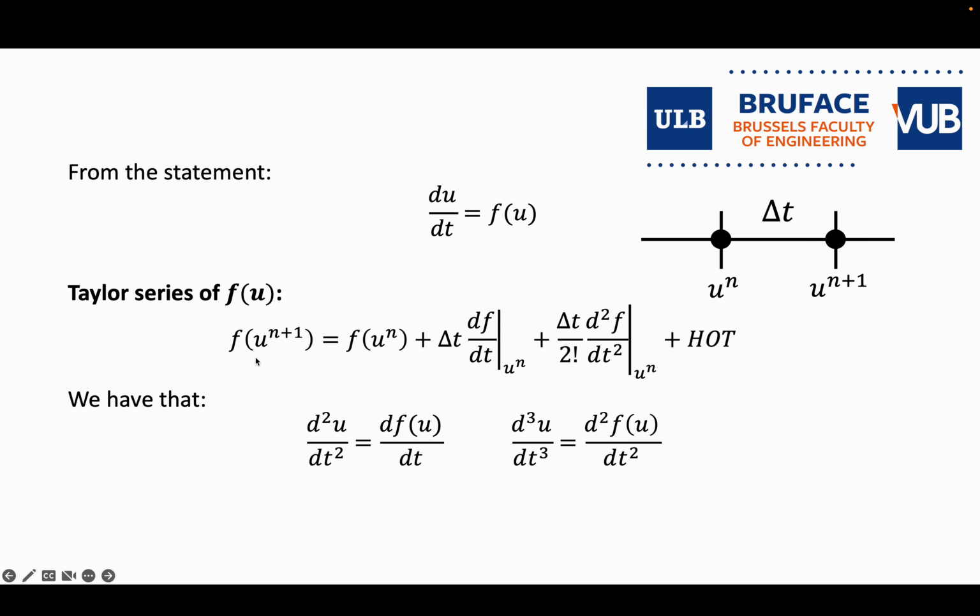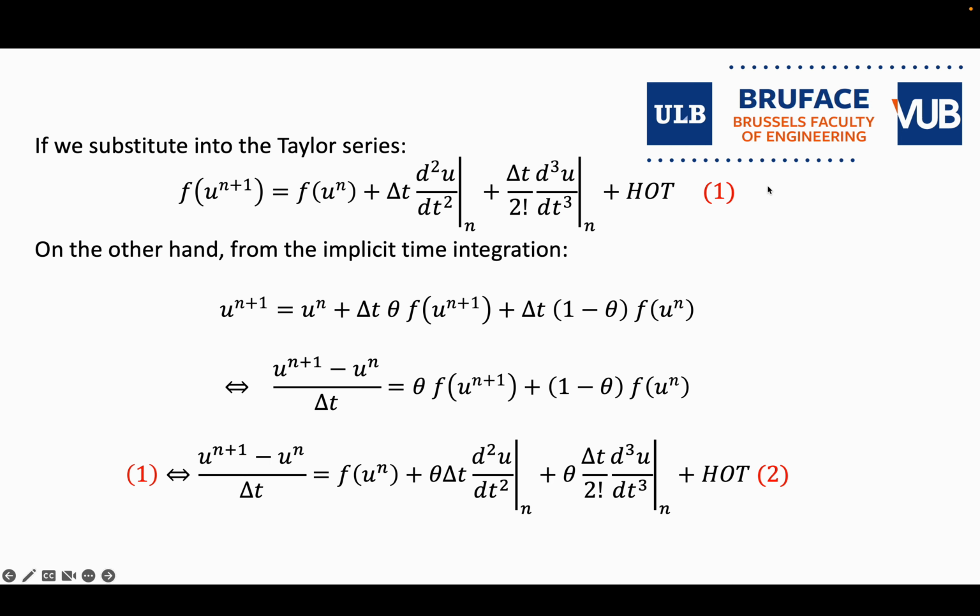And then we can, let's say, expand upon this series by replacing all the time derivatives of the function f with time derivatives of the function u by using this information here. And so we would get that the time derivative of f is equal to the second time derivative of u, and that likewise the second time derivative of f is equal to the third time derivative of u. And so we can plug this into the Taylor series to get the equation number 1 here.